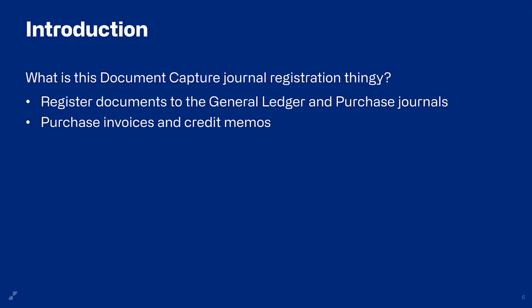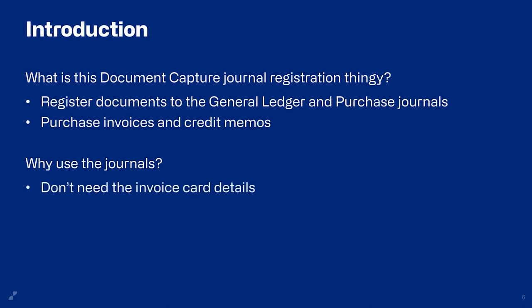You will probably ask, why do I want to use this? Why should I use this? I can come up with a few reasons. If you don't need the invoice card details, it would be obvious to use the journal instead. If you have invoices coming in with very few details, or don't need the details, set up the solution to send the invoice in the direction of the journal. And it's especially suited for invoices without items.